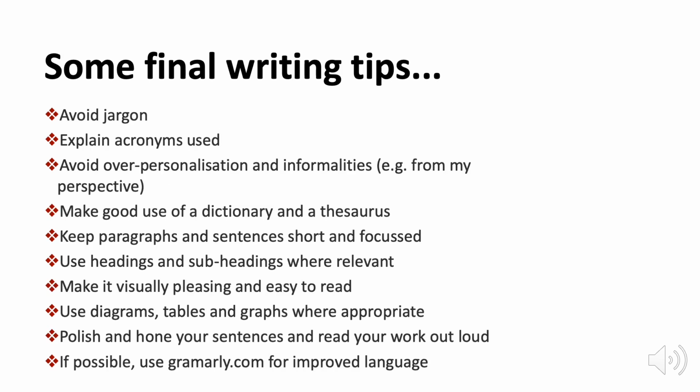Right? So, some final tips while writing your research proposal. You need to avoid big words, jargon. You need to explain all the acronyms that are there in your proposal, for example, in the literature review section. You should avoid over-personalization and informalities. For example, the use of I, or from my perspective, I believe, I consider, I think, etc. You should make good use of a dictionary and thesaurus.